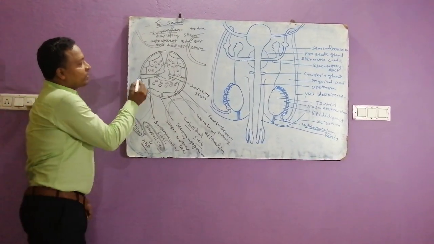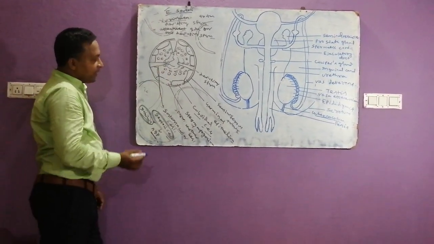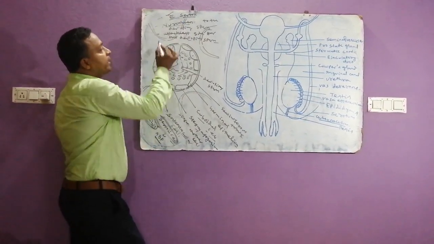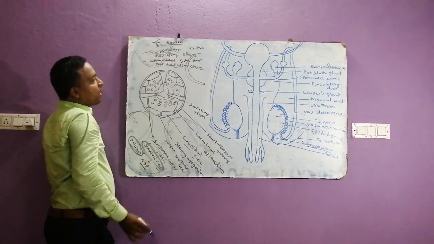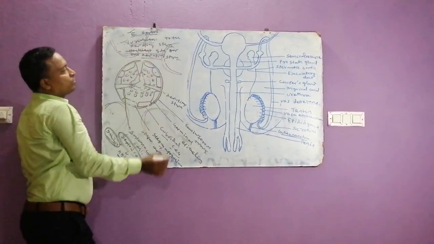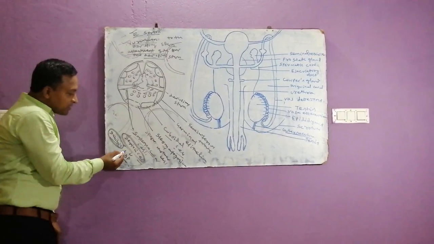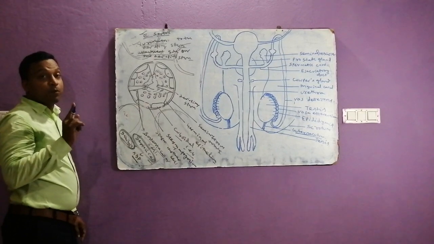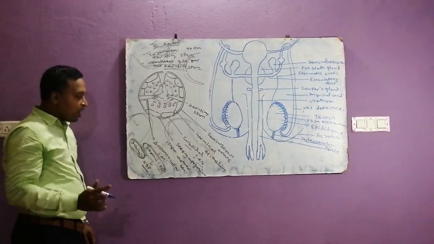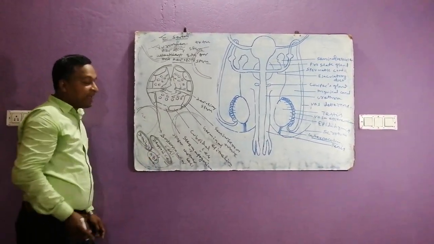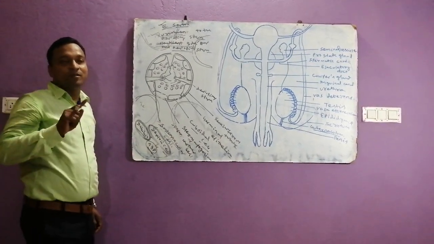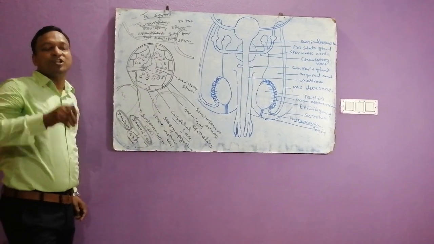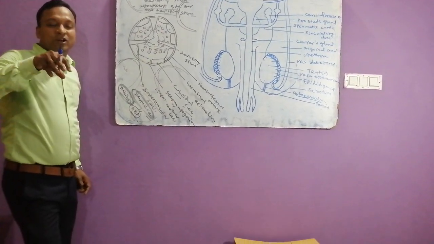Try to focus. Sertoli cell is otherwise called the sustentacular cell. It provides nourishment and an attachment site to the developing sperm. It secretes a hormone called inhibin, which inhibits spermatogenesis, the production of sperm. Apart from that, it secretes ABP, androgen binding protein, which concentrates the testosterone.